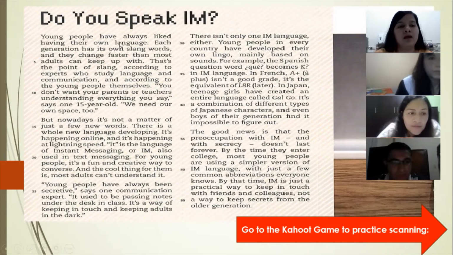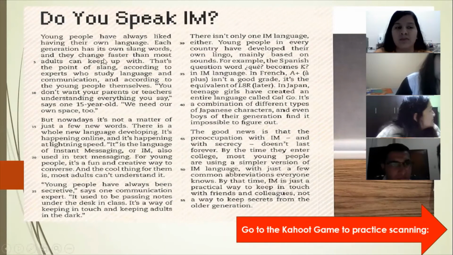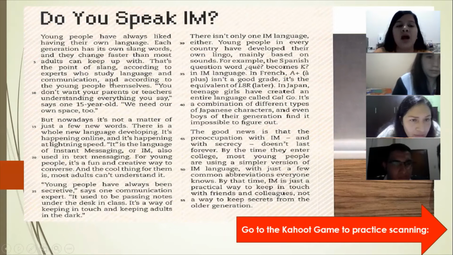Young people have always liked having their own language. Each generation has its own slang words, and they change faster than most adults can keep up with. That's the point of slang. According to the experts who study language and communication, and according to the young people themselves, you don't want your parents or teachers understanding everything you say, says one 15-year-old. We need our own space too.